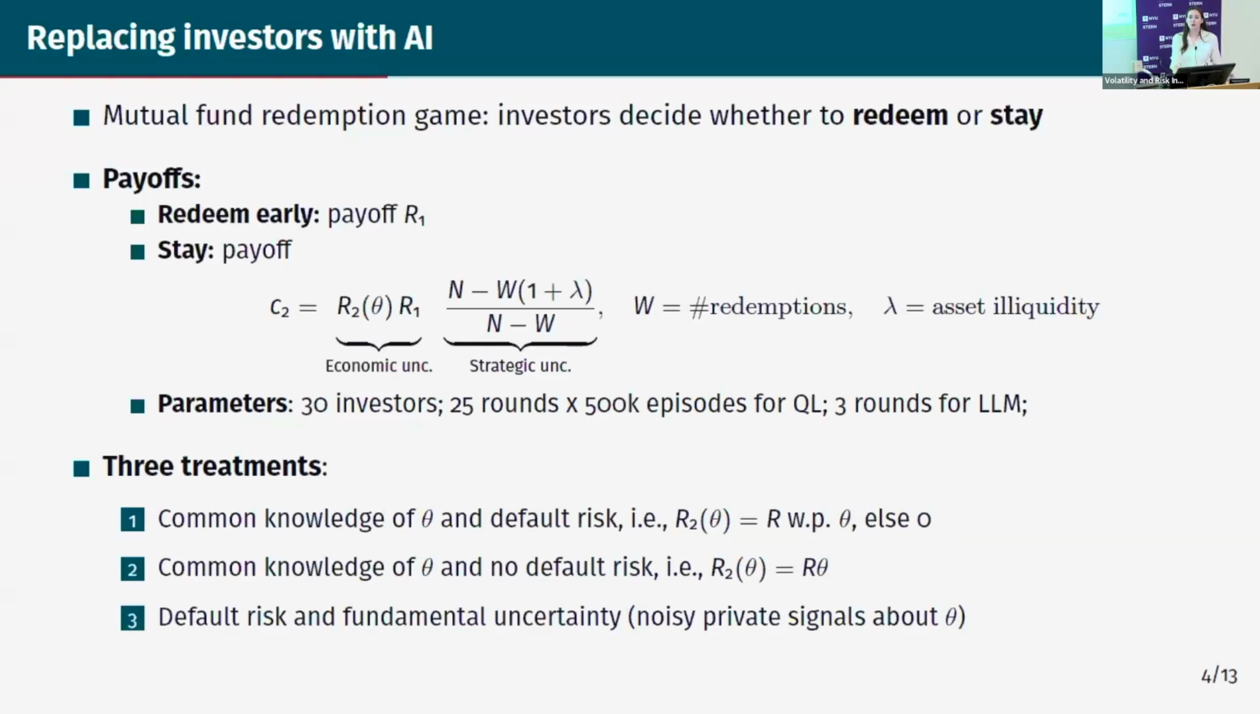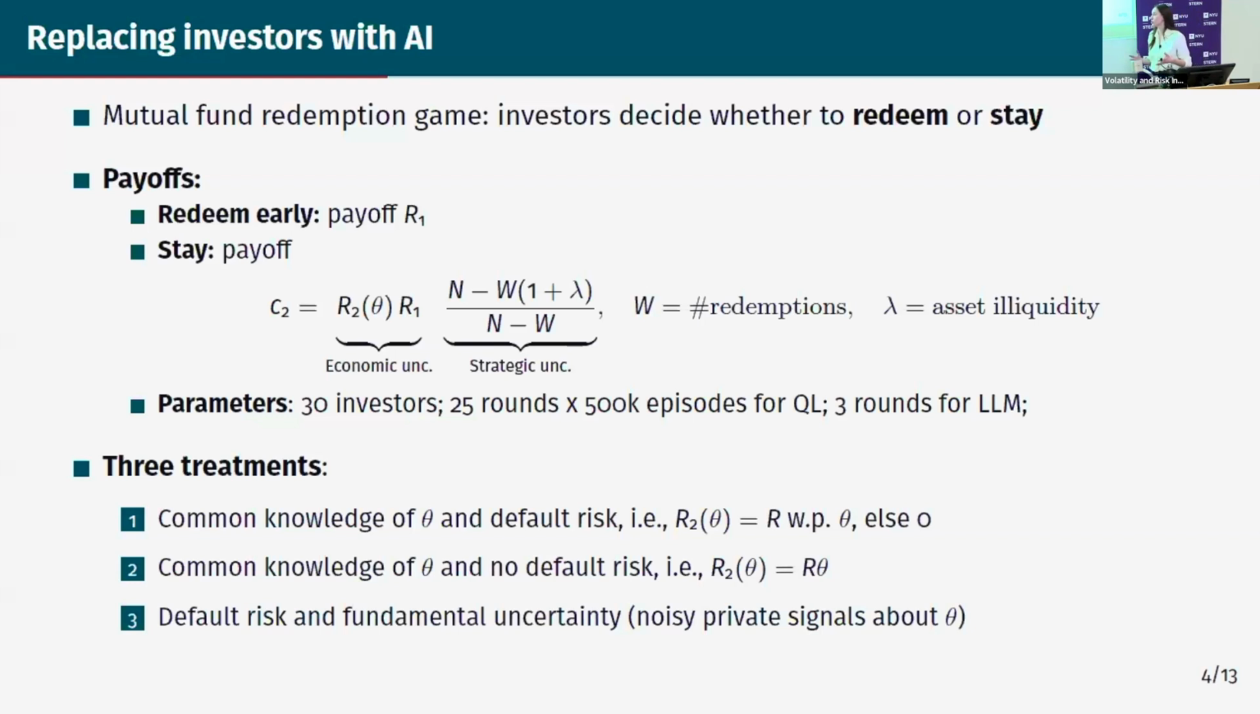We have a set of investors that are deciding whether to redeem or to stay in a mutual fund. If they redeem early, they receive a payoff of R1. If they decide to stay, their payoff depends on two things: economic uncertainty and what other investors choose to do. We initialize 30 investors, and we run this game for 3 rounds for LLMs, and we do 25 rounds of 500,000 episodes for Q learners, simply because this is how they learn. This is how they solve this problem.